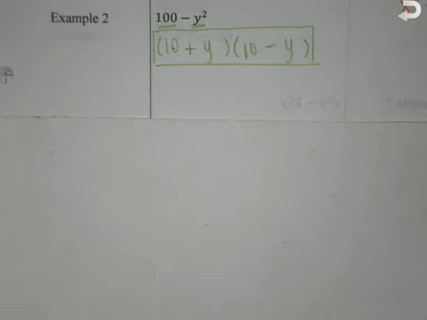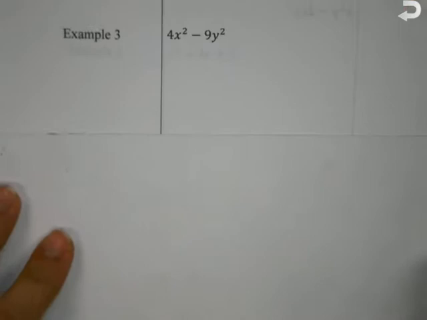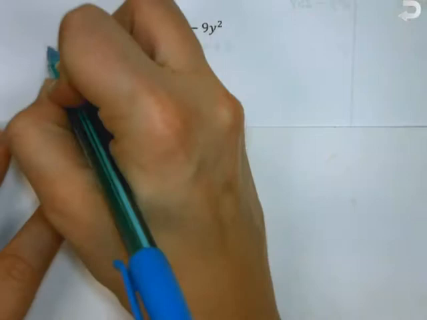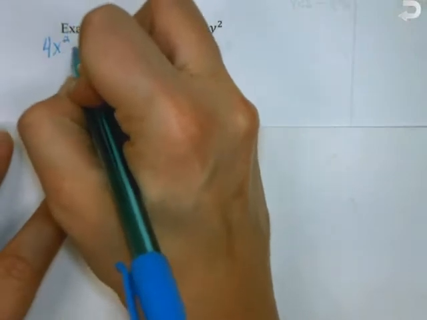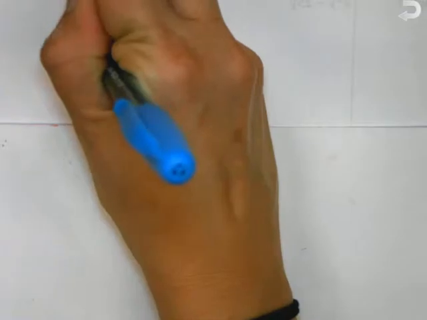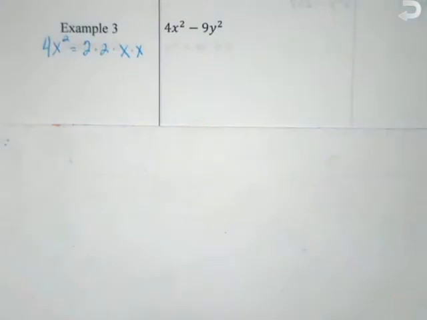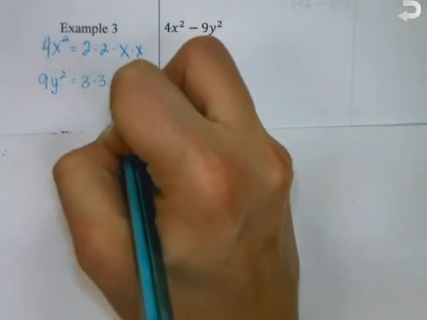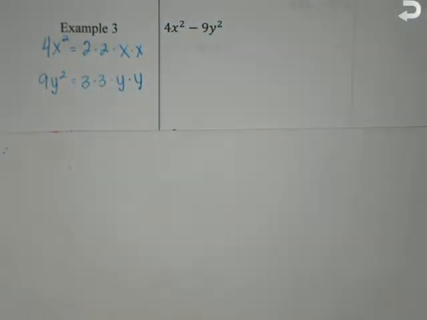Okay, ladies and gentlemen, 4x squared minus 9y squared. Alright, very first thing is I will always want to check for GCF. Let's think about 4x squared, guys. I want to start being able to try and do this in our head. What are the factors of 4x squared? 2 and 2, so that's 2 times 2 times x times x. What about 9y squared? 3 times 3 times y times y. Is there a GCF in there? No, there's absolutely nothing in common, so no GCF.